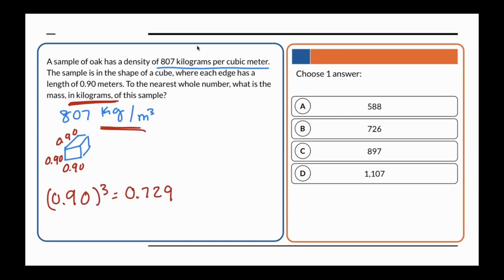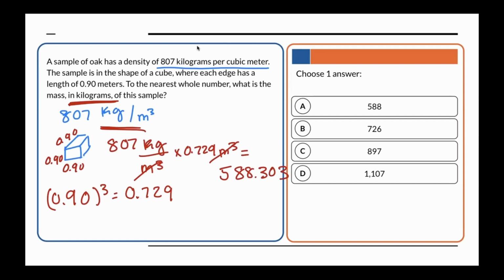Okay, and so we're going to do 807 kilograms per meter cubed times 0.729. Meter cubed equals, the meter cubes cancel out. And so we're going to do 0.729 times 807, and we get 588.303. But since it says nearest whole number, it's answer choice A.